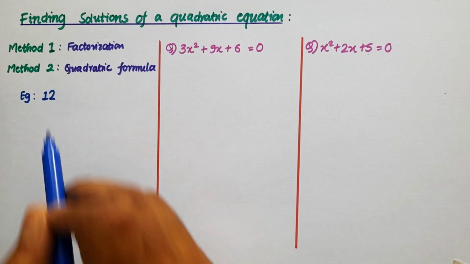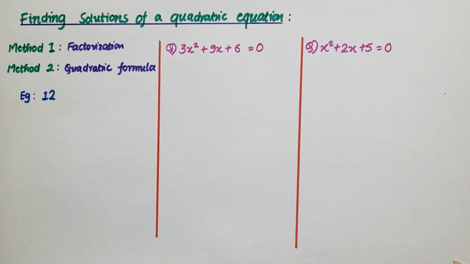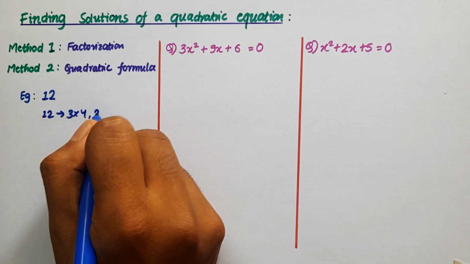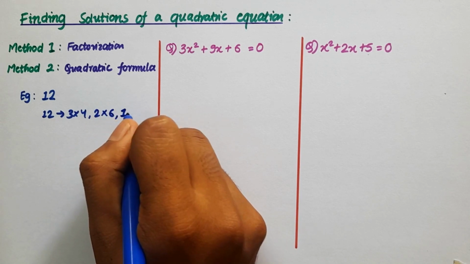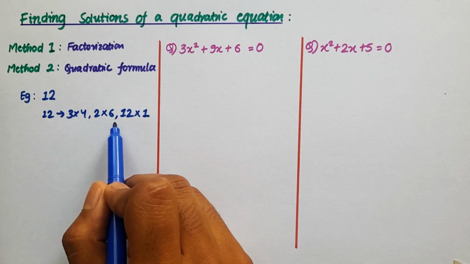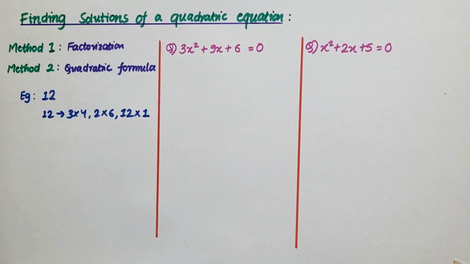Let's consider the number 12. Now 12 can be written as a product of two numbers in different ways. I can write 12 as 3 times 4, or 2 times 6, or even 12 times 1. So here what I did was divide 12 into two numbers whose product gives me 12. This process of dividing a complex expression into its simpler parts is known as factorization. And the numbers 3, 4, 2, 6, 1 and 12 are known as the factors of 12.